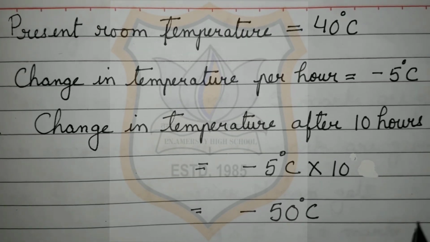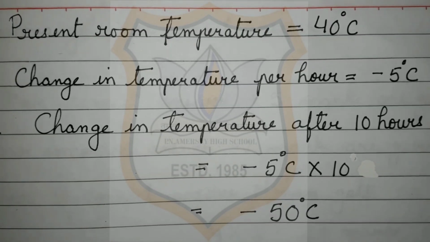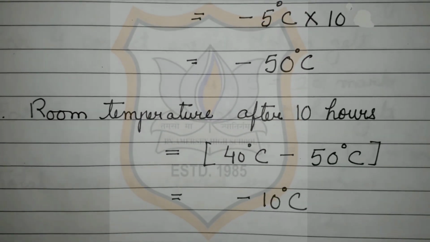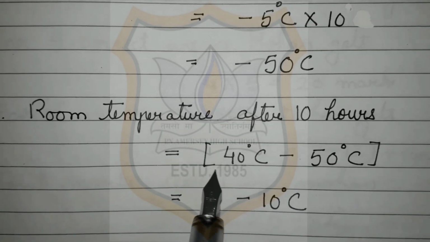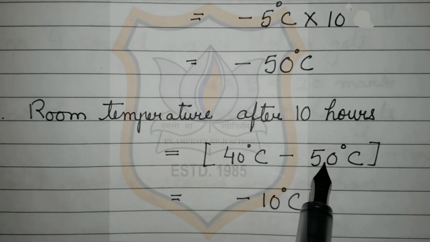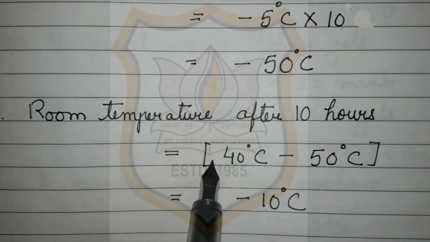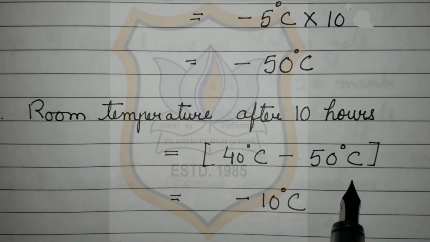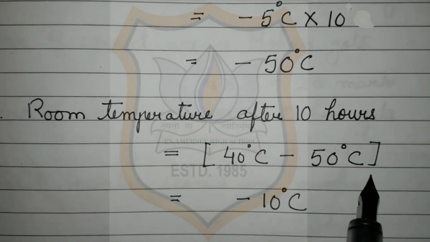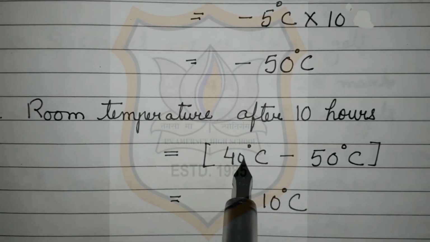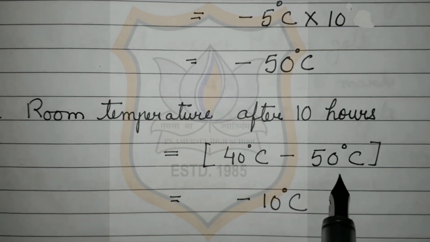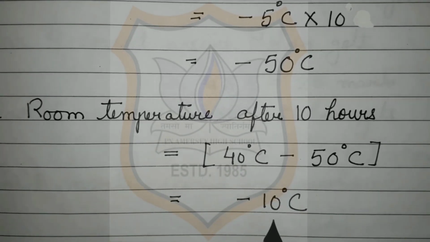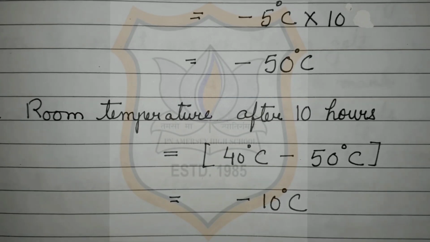Now students, we have to calculate room temperature after 10 hours. Therefore, room temperature after 10 hours will be 40 degrees Celsius minus 50 degrees Celsius. This 40 degrees Celsius is the present room temperature and this minus 50 degrees Celsius is the change in room temperature after 10 hours. Now, we will subtract this 40 degrees Celsius from 50 degrees Celsius. That answer is minus 10 degrees Celsius. So, we can say that room temperature after 10 hours will be minus 10 degrees Celsius.